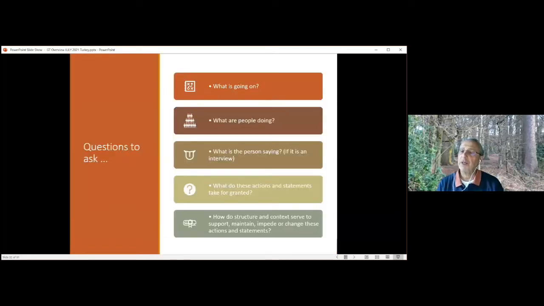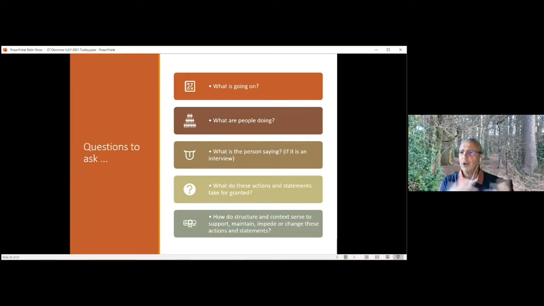So the sorts of things that Glaser and Strauss were suggesting is, instead of going out to do your research with a research question, and perhaps a set of questions from a sort of questionnaire or survey type thing, you go into a context and you say, what's going on? What are people doing? What are people saying? What are they taking for granted and not saying? That can be very important.